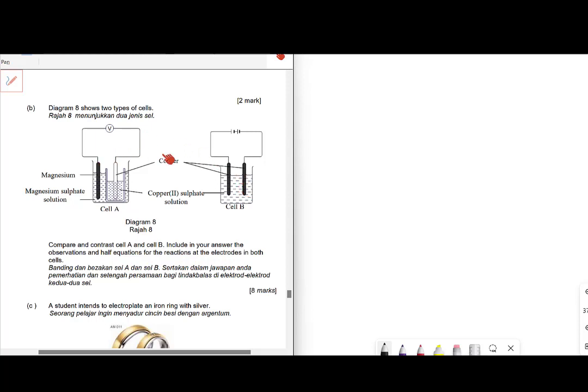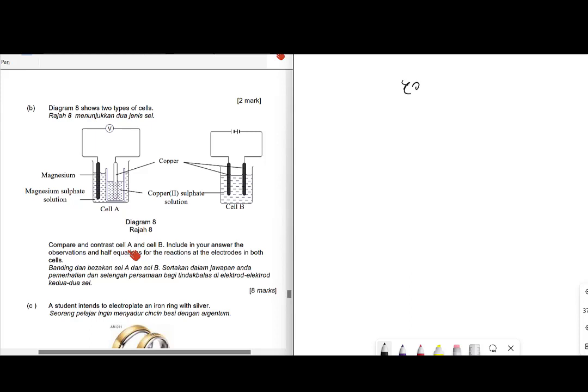Since they give us specific electrodes and electrolytes, we can also predict what happened, what is produced, and those observations also. So this one comes with 8 marks. So we try to get as many marks as possible. It's good because it says compare and contrast, so a table is actually suggested. So we just compare between cell A and cell B. So first I'm going to draw a table here. So we're going to start with cell A.